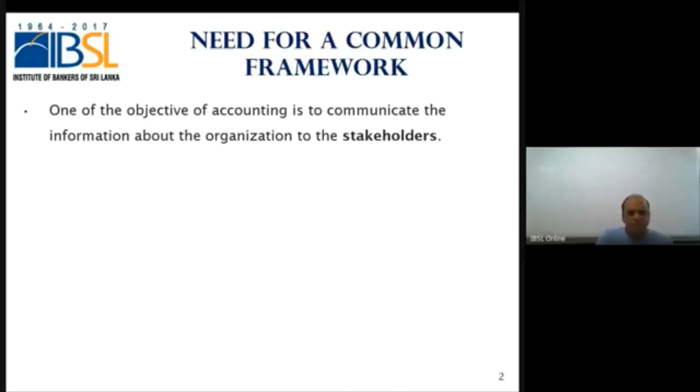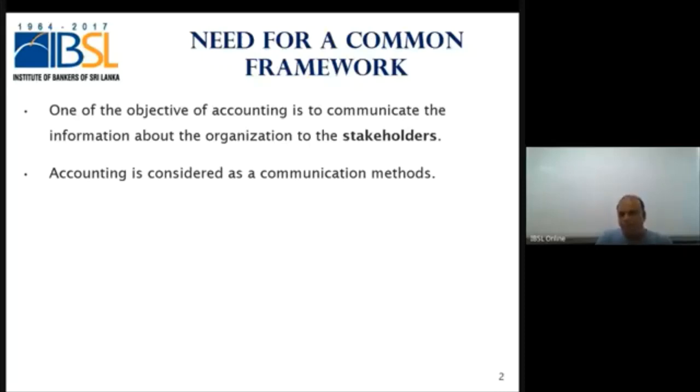Now, that is an objective. Every company has to do it. Accounting is considered the medium or the method that is used to make this communication. So by way of accounting only, I communicate my financial information to the stakeholders.